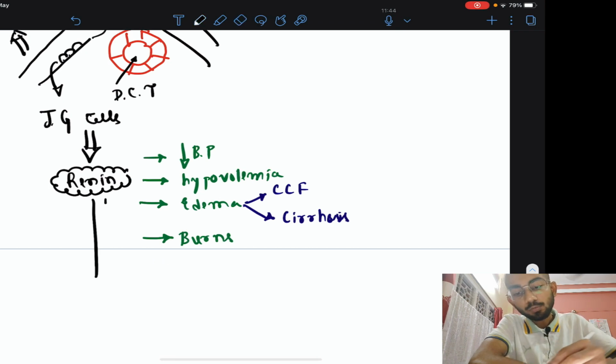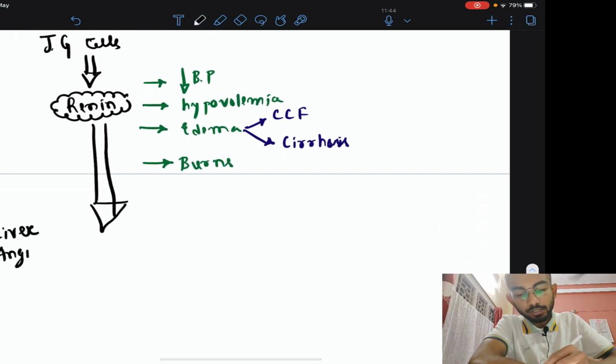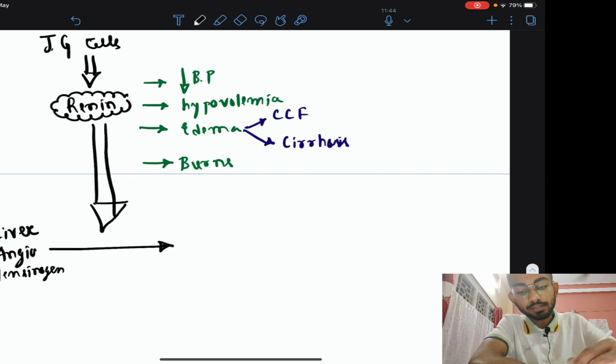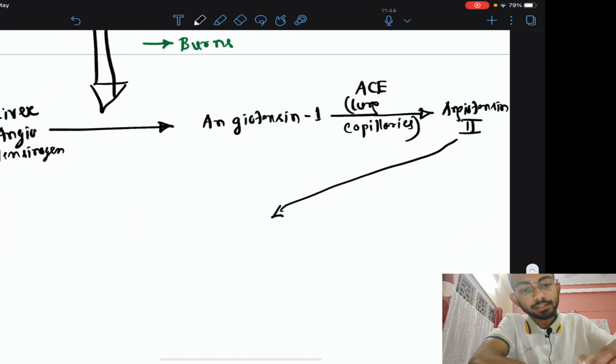Now what will this renin do? This renin will act on liver angiotensinogen, and it will convert this angiotensinogen into angiotensin 1. Alright, now this angiotensin 1 is acted upon by angiotensin converting enzyme, which is present in the lung capillaries. Okay, this will convert into what? Angiotensin 2. And this angiotensin 2 is a potent vasoconstrictor.